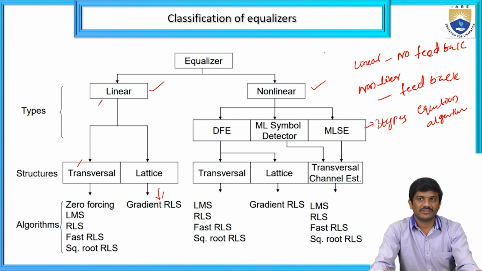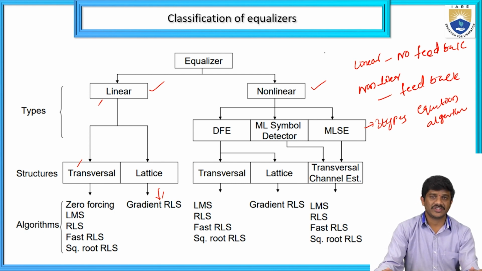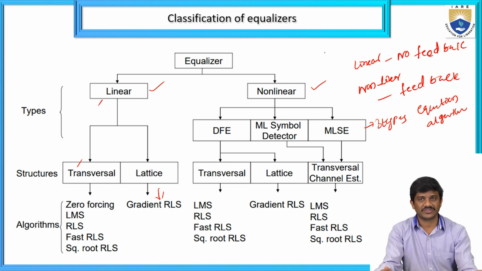Coming to non-linear, we have different types of non-linear equalizations. One is DFE, that is decision feedback equalization. Second is maximum likelihood symbol detector. Third one is maximum likelihood sequence estimation. These are the different non-linear equalizers. Same as linear, we have the transversal structure and also lattice structure. But coming to non-linear, there are three types of structures: transversal, lattice, and transversal channel estimation.